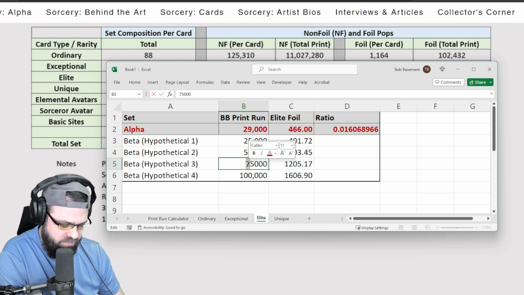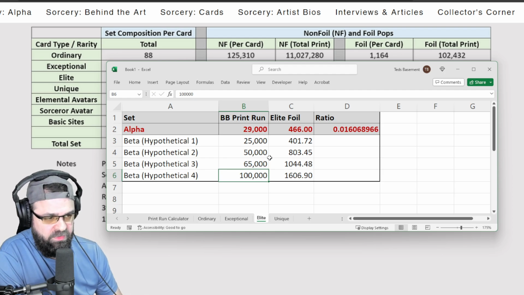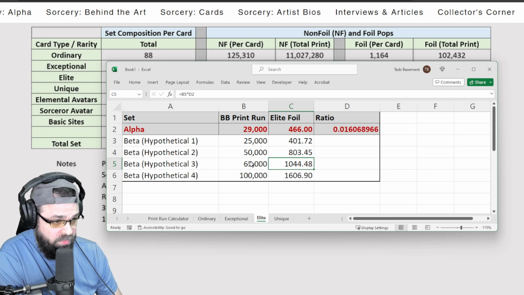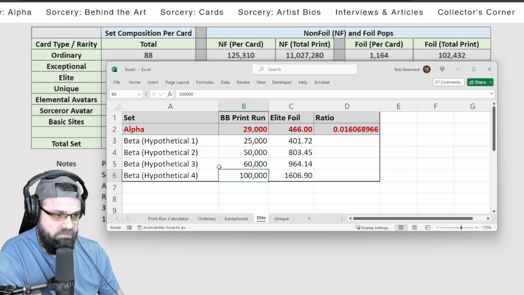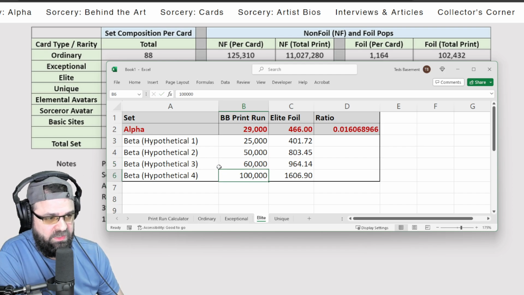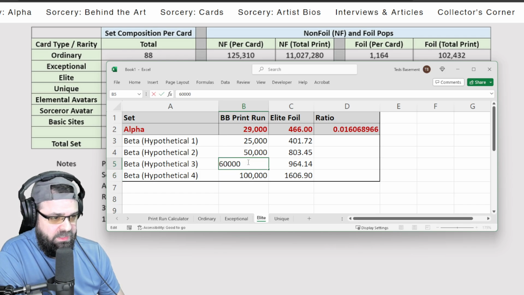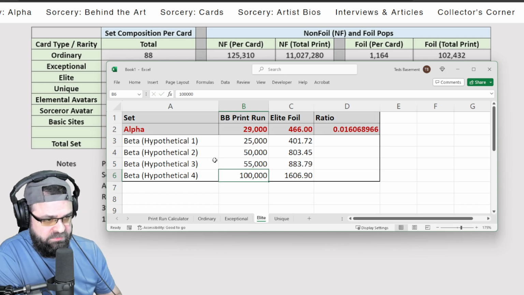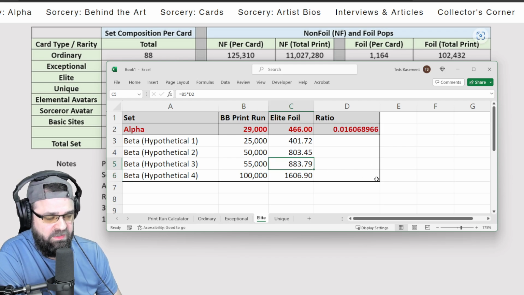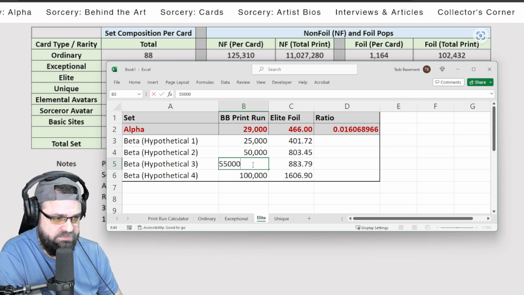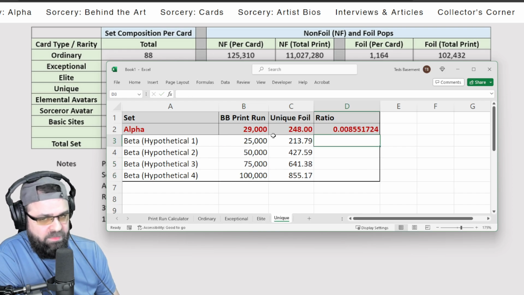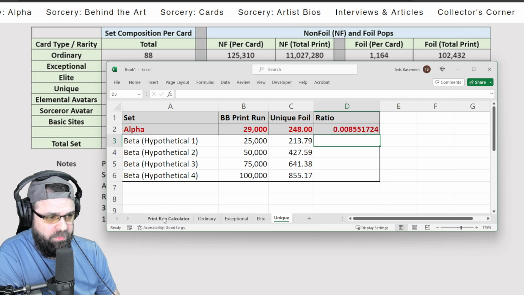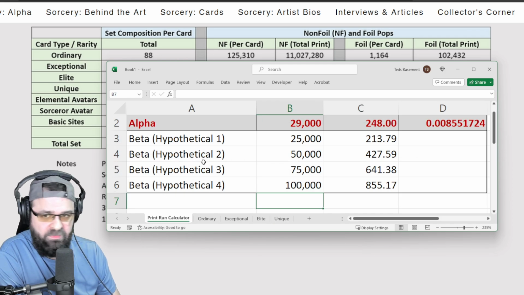Now, if we change some of these numbers a little bit, just so you guys can play around, 65,000 booster boxes gets you around 1,044 elite foils. Take it down to 60, you're below 1,000 at this point, right? You're at 964. And for those of you who want to see what 55,000 looks like, you're at 883 elite foils. So my unique tab here was pre-populated with what we were playing around with over here on the first tab.